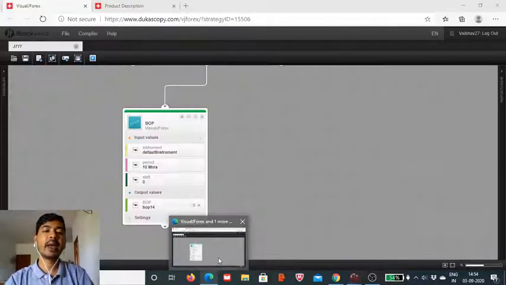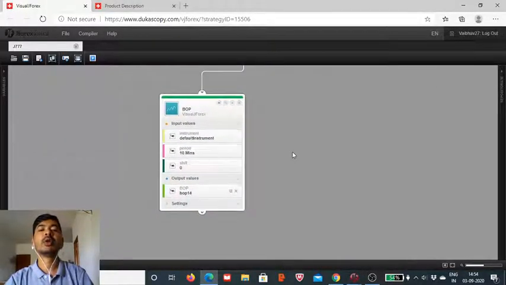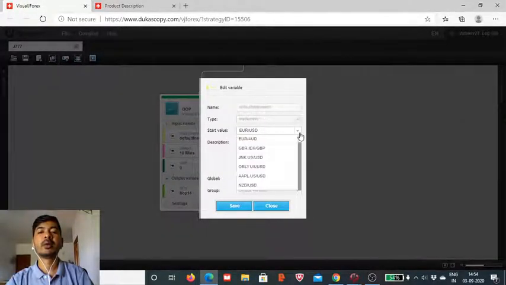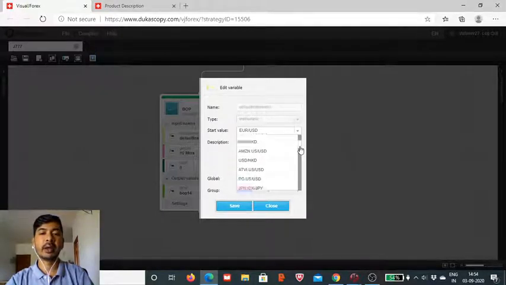Now let us go back to the Visual JForex board. So here the underlying instrument has been defined as EUR/USD, but you can change it at any point in time if you want to use this algorithmic setup for a different instrument. All you have to do is change this instrument from here to any of the pairs listed here, and it will start working on that particular underlying instrument.